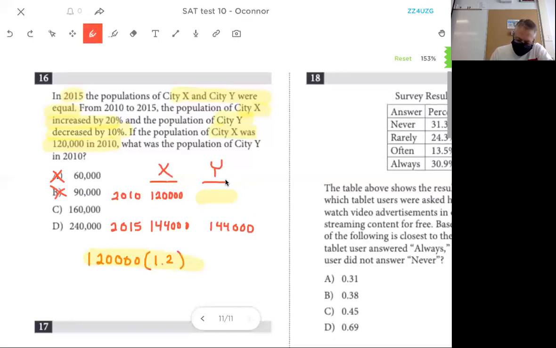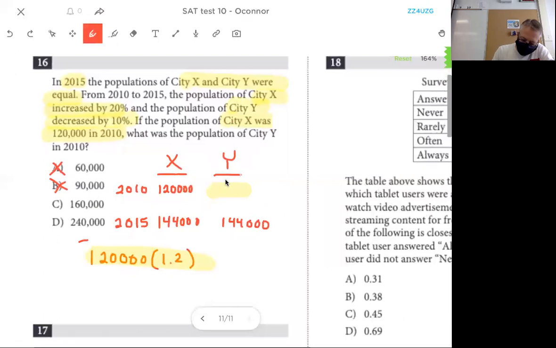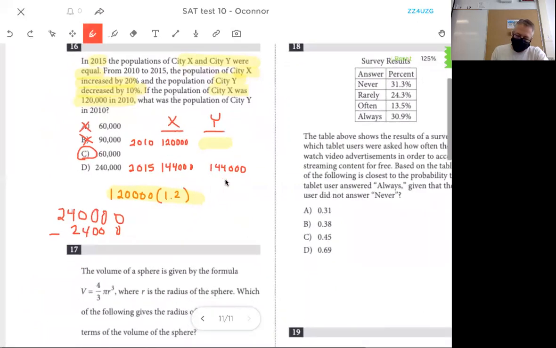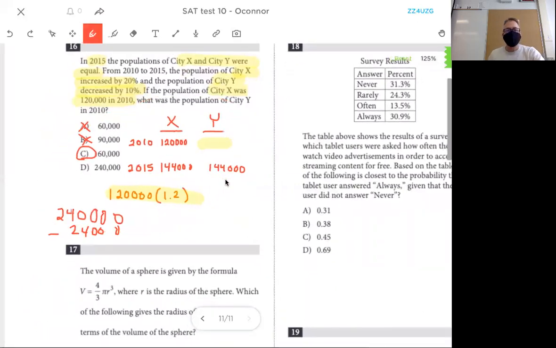So, I'll try 240,000. 10% of that would be 24,000. And 240,000 minus 24,000, that's not going to work. So the answer is C. Or if you tried 160,000, 10% of that would be 16,000, and 160 minus 16 is 144. Okay, so organizing is really a big deal for that one, being able to come up with your own chart.